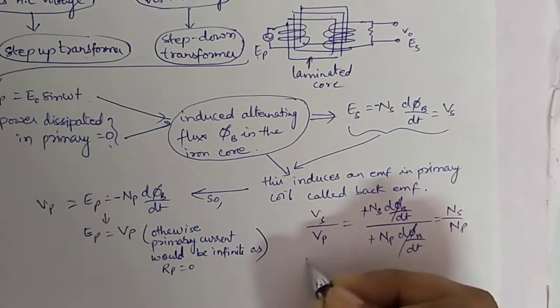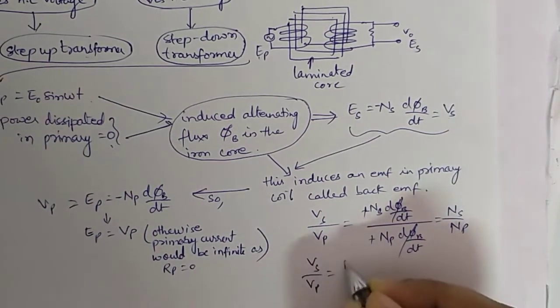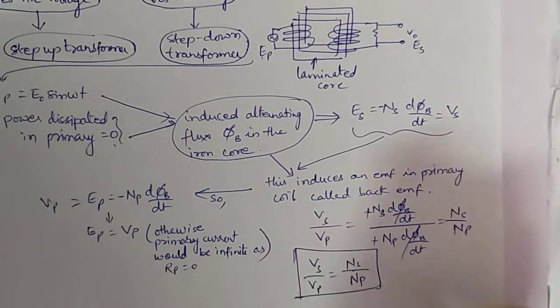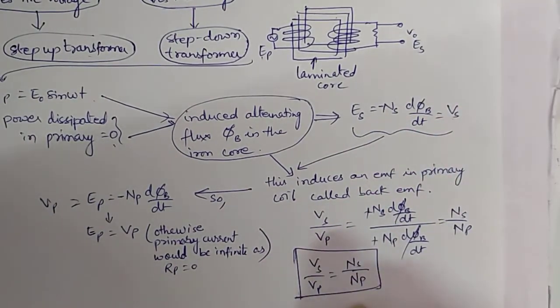Okay, what do we get? Vs by Vp is equal to ns by np for an ideal transformer. So here is the expression. This is valid for all the cases.